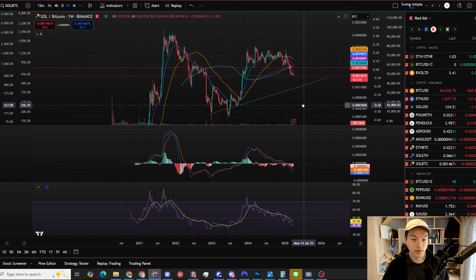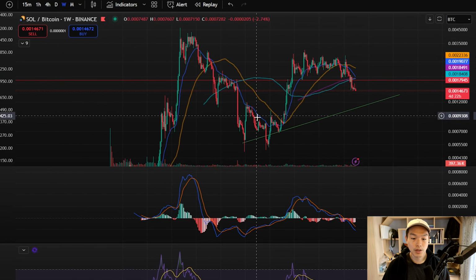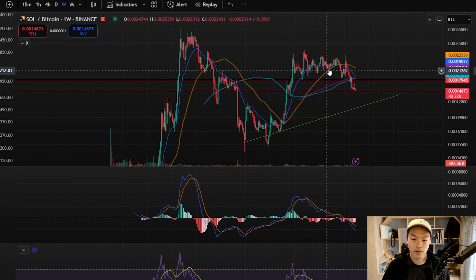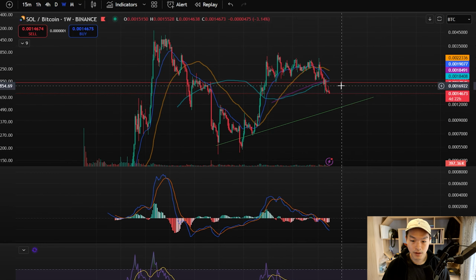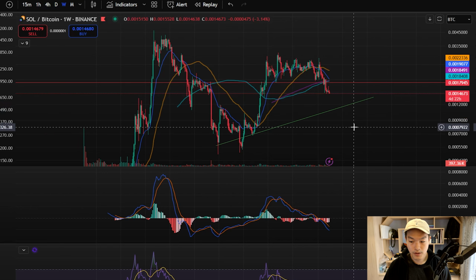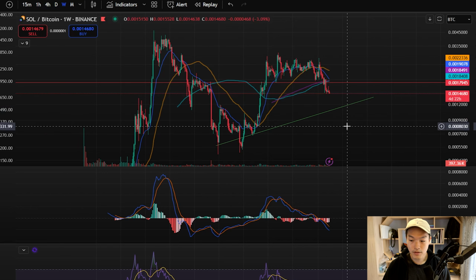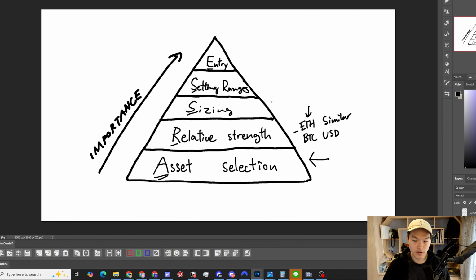If you look at SOL to Bitcoin here, you can see Solana outperformed Bitcoin in the last alt season, retraced quite a bit here, consolidated, and then outperformed again. And then we're seeing another correction right now. It's very important to look at these charts, and it's a mistake to be looking at just the US dollar chart. So the next part is the sizing.